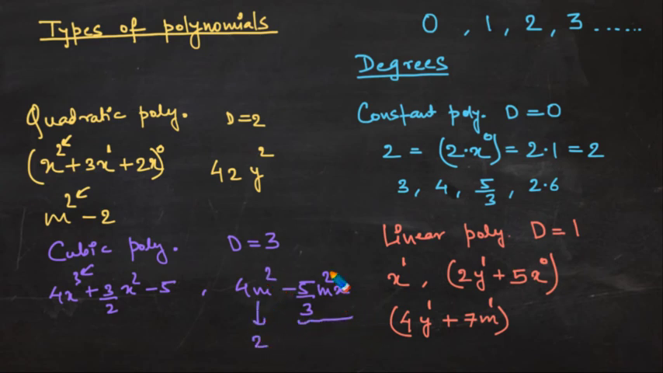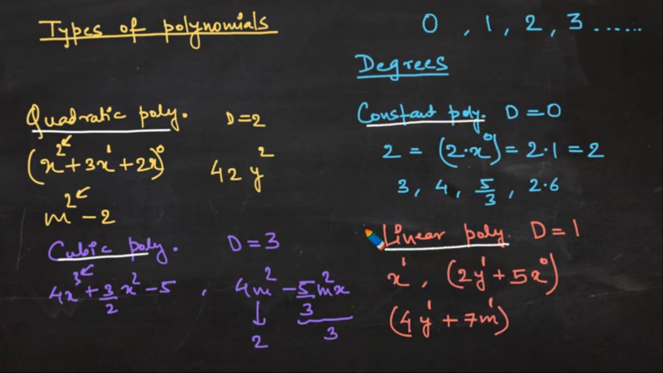For the second term, the total power would be the addition of the powers of m and x, which is 2 plus 1, that is 3. So this would be a cubic polynomial. So this is how we classify polynomials based on degrees: quadratic, cubic, constant polynomial, and linear polynomial. And I hope you got a good understanding of what these polynomials are.